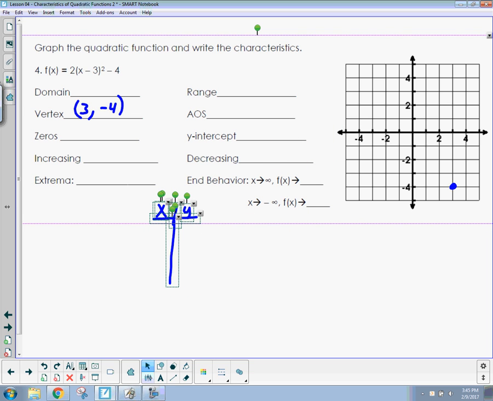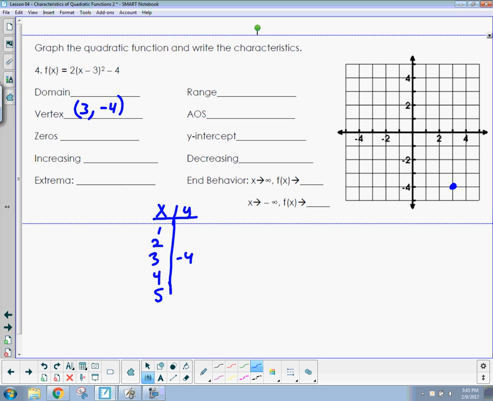So 3, -4, 2, 1, 4, 5. I'm plugging in the 2. If I plug in the 2 right here, 2 minus 3 is -1. -1 squared is 1. 1 times 2 is 2. 2 minus 4 is -2. If I plug in a 1, 1 minus 3 is -2. -2 squared is 4. 4 times 2 is 8. 8 minus 4 is 4.